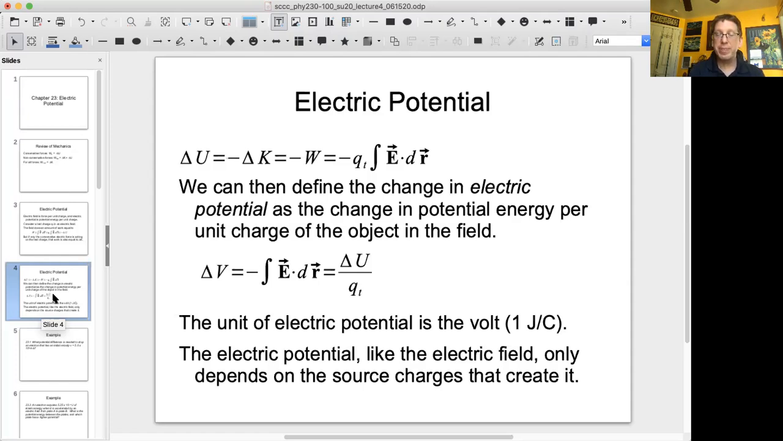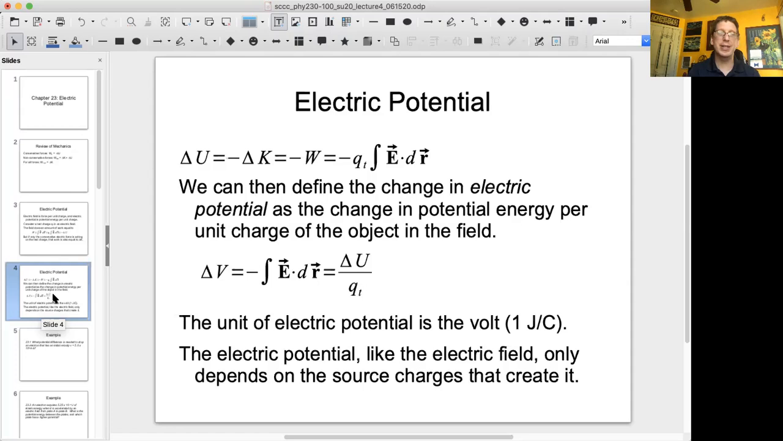So the unit of electric potential is the volt, and you might be more familiar with the term voltage. Voltage is just the electric potential. If you're talking about a battery or a power supply, they are creating a potential difference. And if you connect a circuit to that battery or power supply or whatever else you may be connecting it to, a current will flow through it.